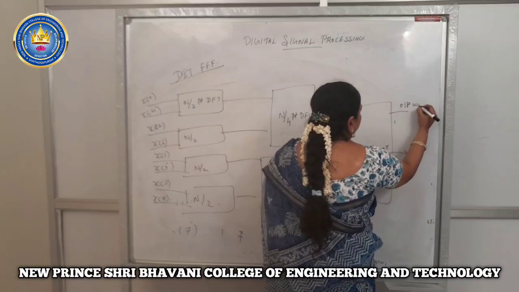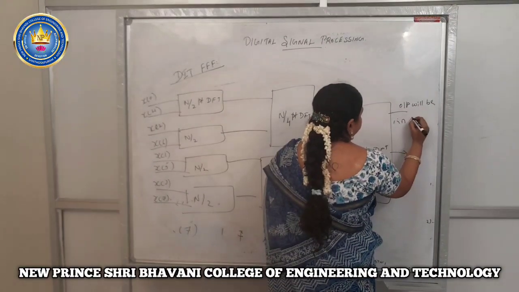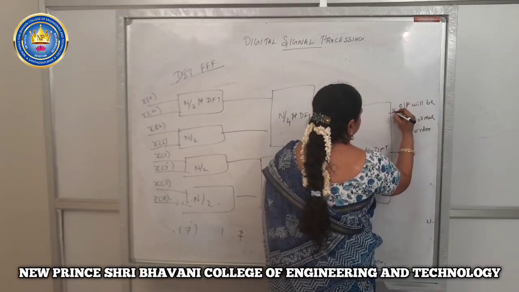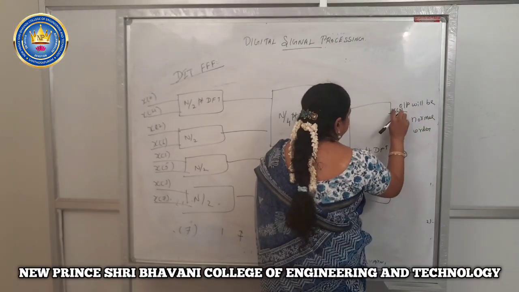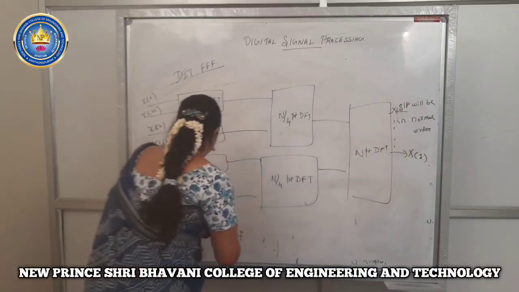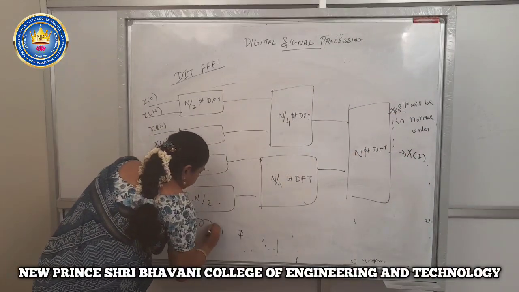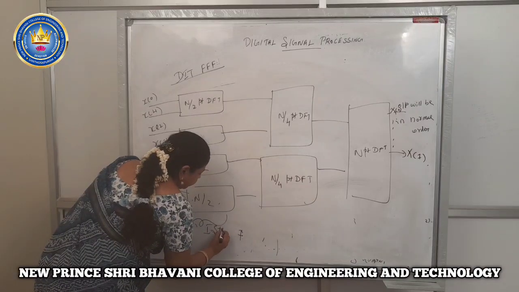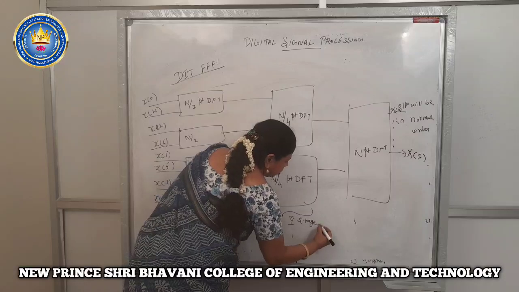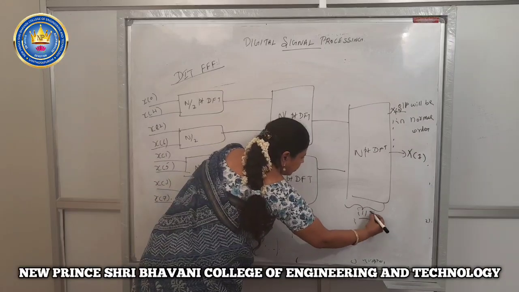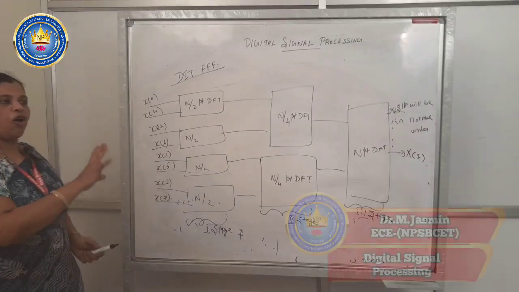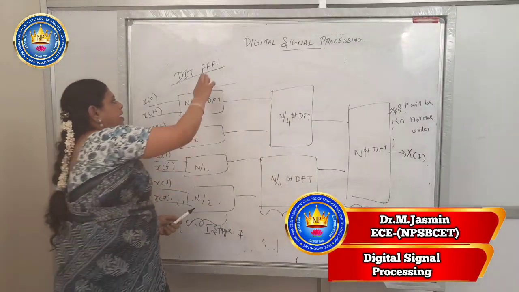Output will be in your normal order. Normal order in the sense it will be from capital X of 0 to capital X of 7. So this is going to be the first stage, second stage, and then the third stage. Right? So this is how we'll compute the DIT FFT.